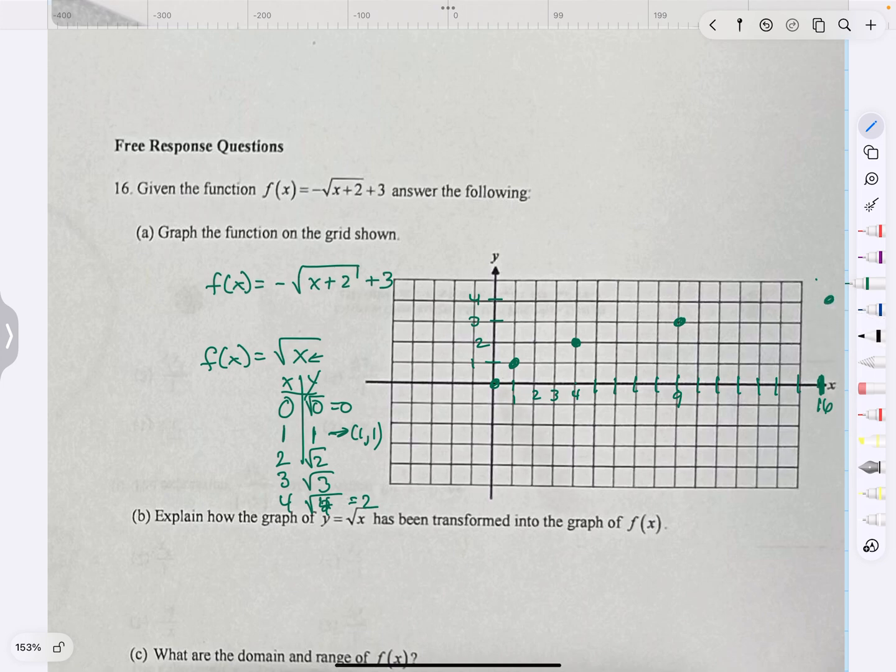Now this is not the equation you're graphing. This is the parent function of what you're graphing. The function that you're actually graphing is shifted left by 2. It's always the opposite sign. You see an x plus 2, it shifts left. It's like x is a negative 2. It shifts up by 3. And then it's also flipped over.